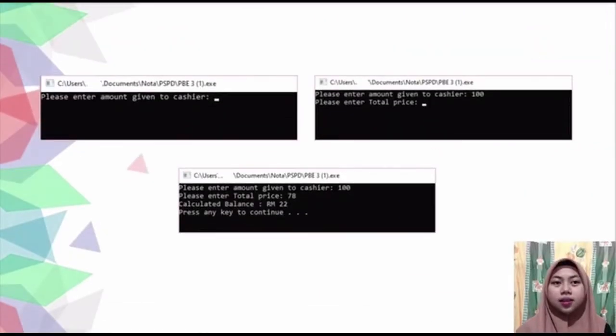This is the result after we run the program. First picture we input the amount cash given to cashier. Second picture we input the total price. Last picture is the output of the program.